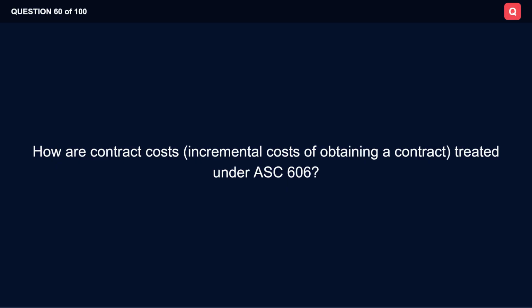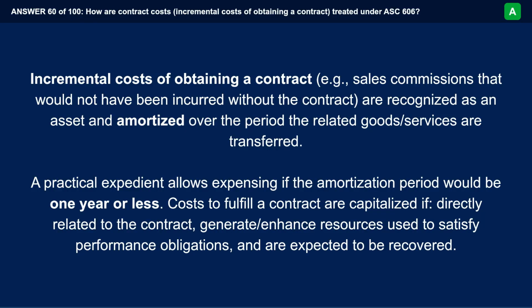How are contract costs, incremental costs of obtaining a contract, treated under ASC 606? Incremental costs of obtaining a contract, for example sales commissions that would not have been incurred without the contract, are recognized as an asset and amortized over the period the related goods or services are transferred. A practical expedient allows expensing if the amortization period would be 1 year or less.